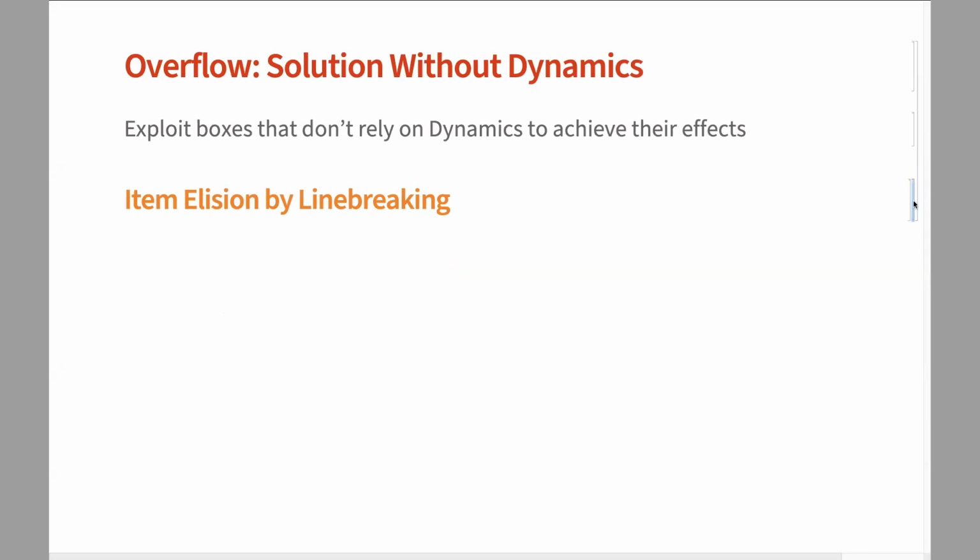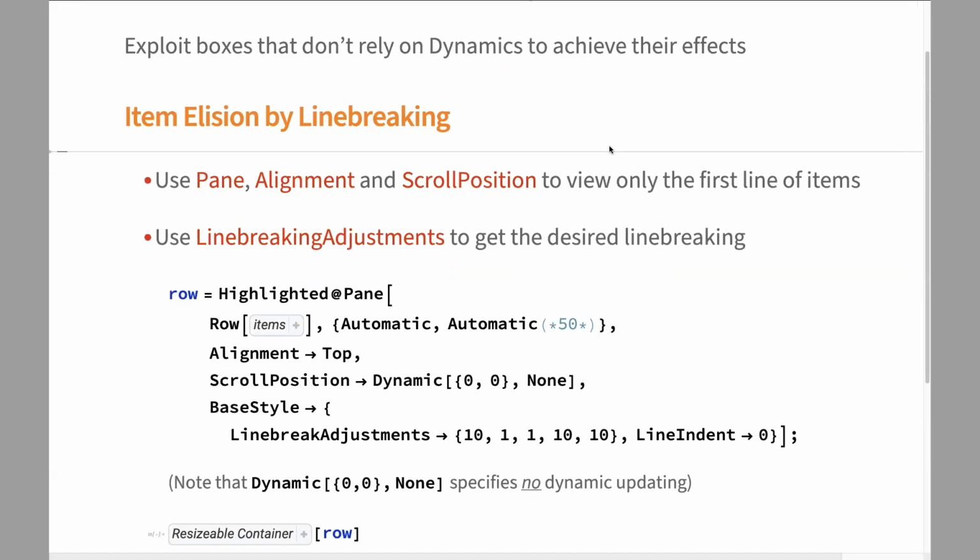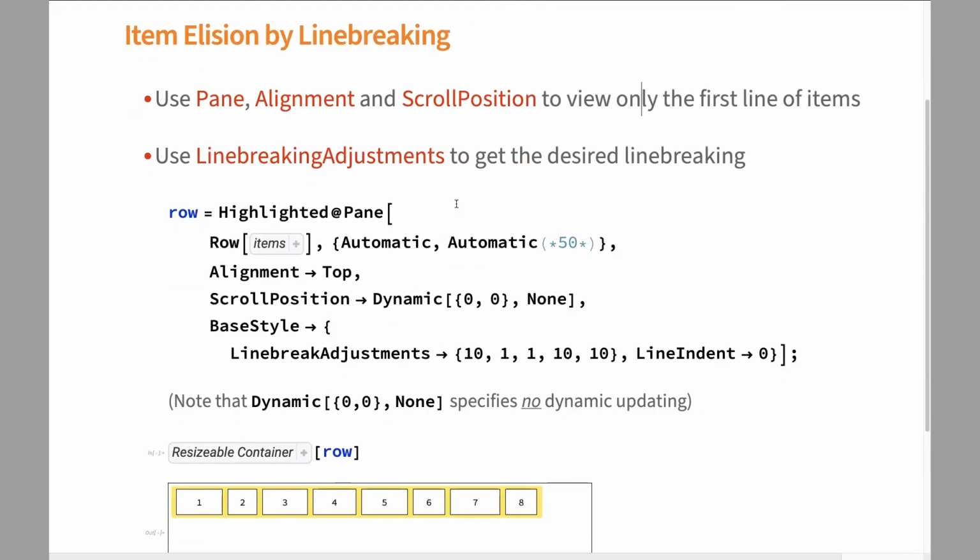So, in terms of elision, forgetting the actual overflow menu at the moment, line breaking would work perfectly for that. We can use pane and the various options to make sure that we're only seeing the right bit, to just view the first line of items. In other words, they will line break away from the end. And if we can just view the first row, then we've kind of solved that problem. We can do that by setting the right image size of the pane, and the alignment and scroll position. And this is what I'm doing here.